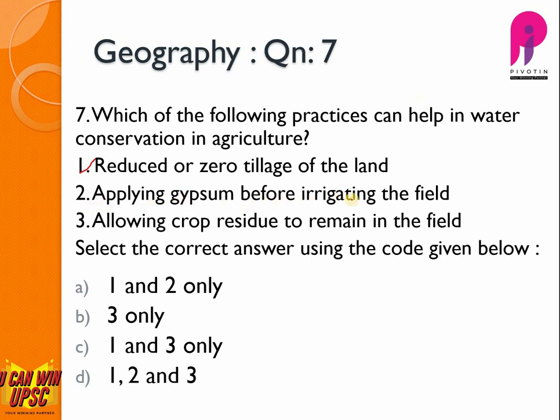Applying gypsum before irrigating the field. Actually, gypsum is calcium sulfate and helps remove excess sodium in the soil. But there are differences of opinion in water conservation. But according to UPSC, this is wrong. Allowing crop residue to remain in the field. Yes, this is correct because it will improve the water retention capacity. And hence the answer to this question is C, 1 and 3.